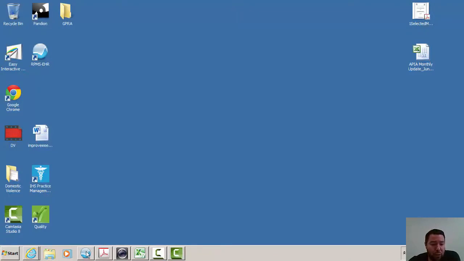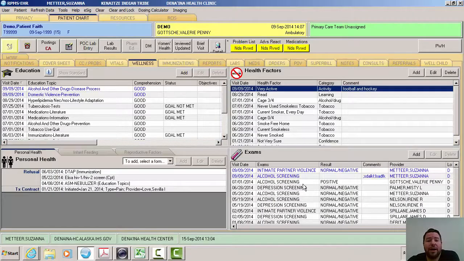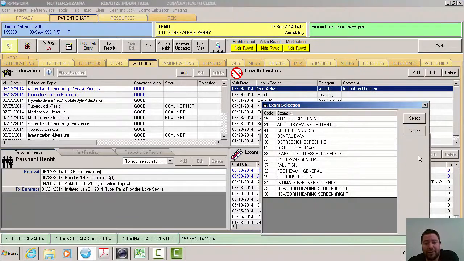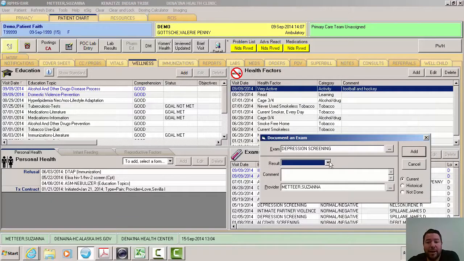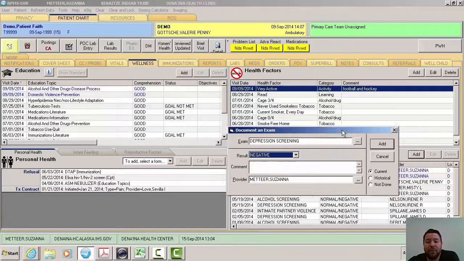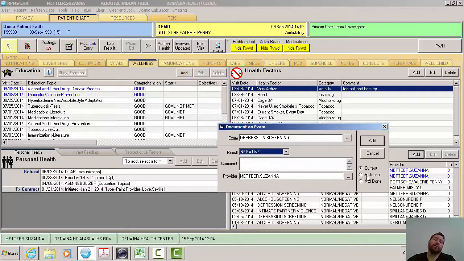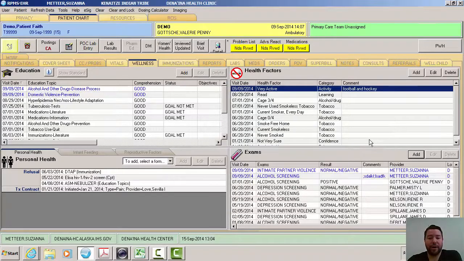When we come into EHR, after we pick a patient and we pick a visit, we're going to come into the Wellness tab, and we're going to come over to Education, and here is your depression screen. We're going to select it, and enter the results, positive or negative, of that screen. You can also enter historical, so if the patient's had one elsewhere, like A&MC, we'll enter it there. So now I'm going to say OK. That will satisfy that measure.